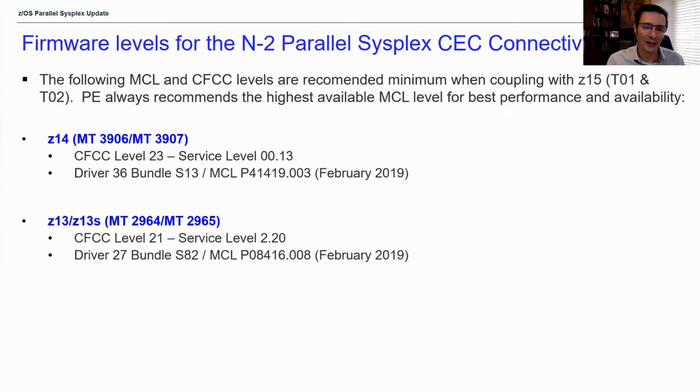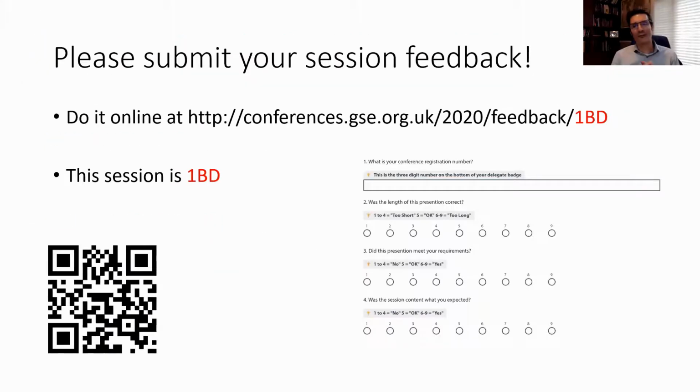Okay. And here are the microcode levels that you need on the lower level machines when you're bringing the Z15 into the mix in your Sysplex. That's an awful lot of information. I feel like I talk like a motor mouth.